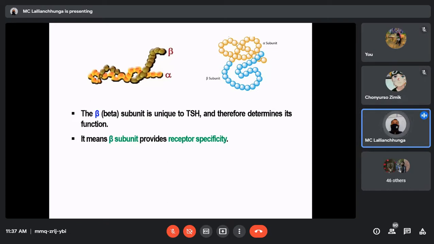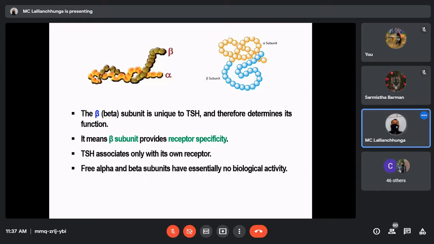It means the beta subunit provides receptor specificity. TSH associates only with its own receptor. So we already know this very well. Why? The thyroid gland is specific for TSH because thyroid glands have receptors for binding of this TSH beta subunit. Free alpha and beta subunits have essentially no biological activity.